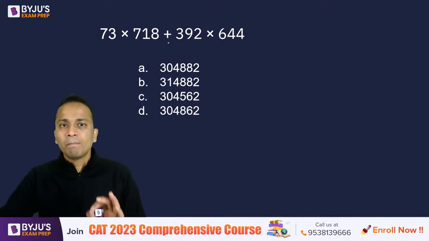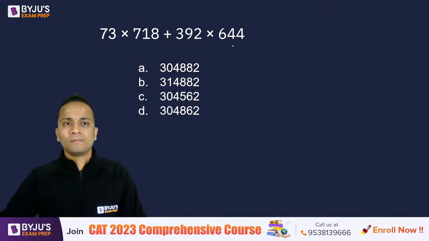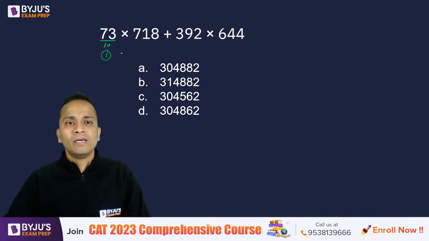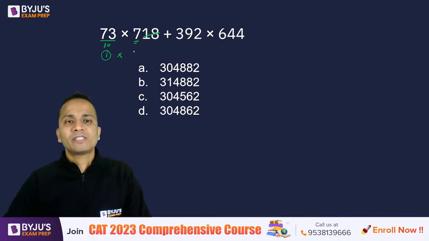73 multiplied by 718 plus 392 multiplied by 644. Now let's check what will be the digital sum. So 7 plus 3 is 10. Then further add 1 and 0 and you will obtain a digital sum of 1. Then multiplied by 1 and 8, 9. I will ignore this and I'll be left with 7.